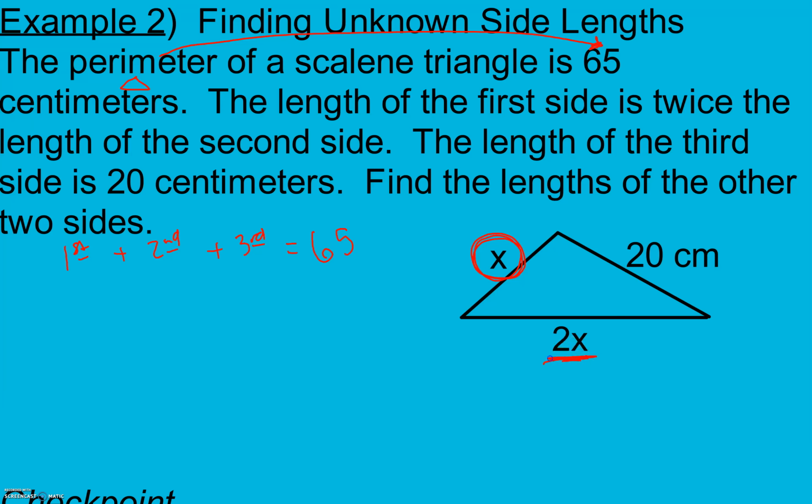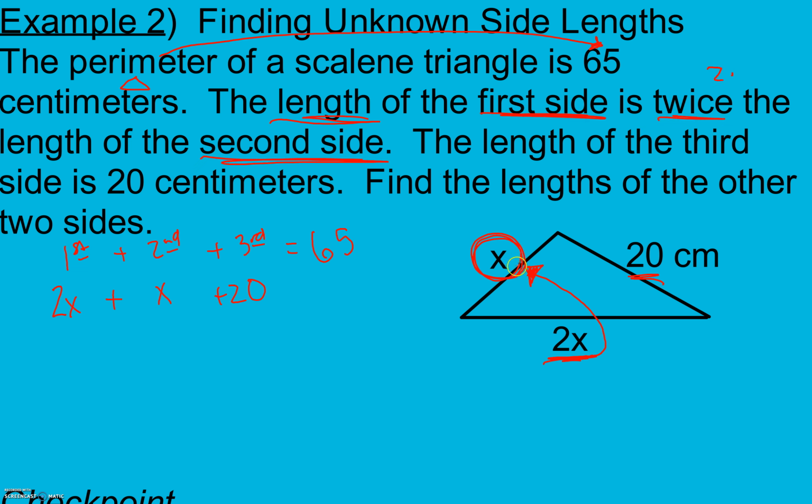Twice the length of the second side. So the first length is twice the length of another side. Guys, it doesn't really matter how we draw this picture in here. What's important is we know that one of the sides is twice as big as another side, and the third side is just 20. So again, the length of one side is twice, which means 2 times the length of the second side.